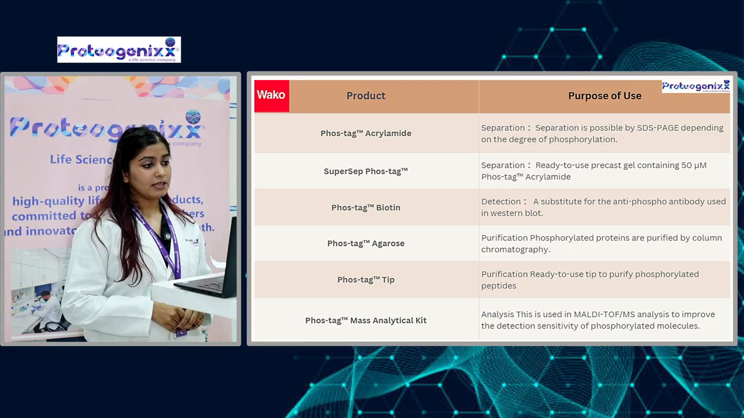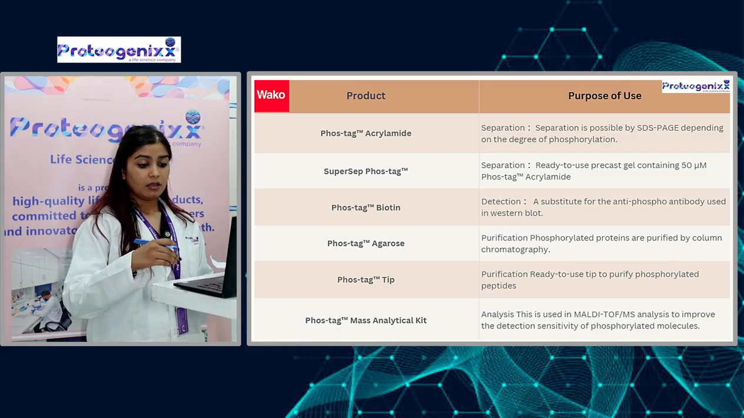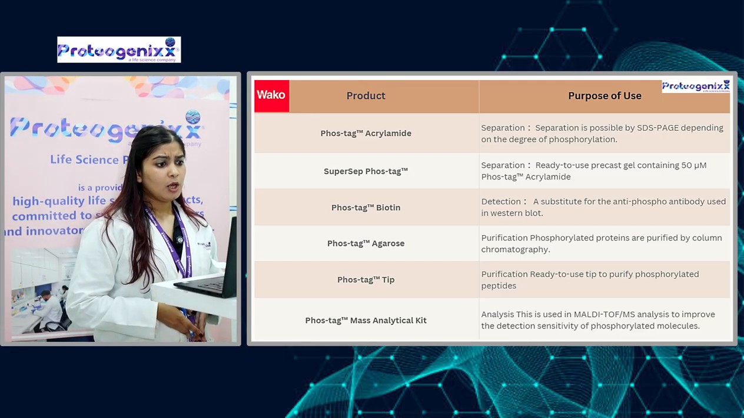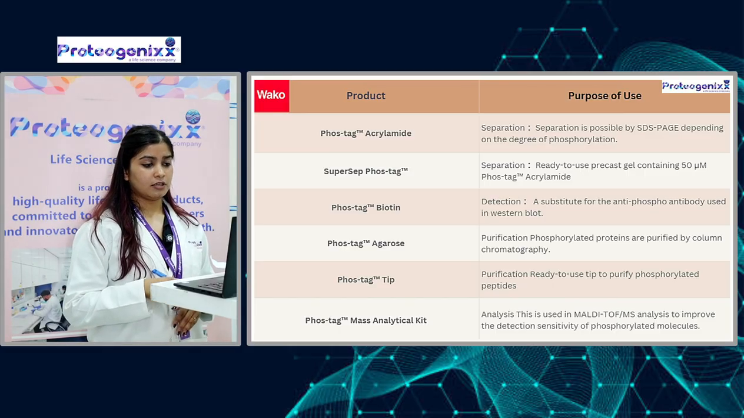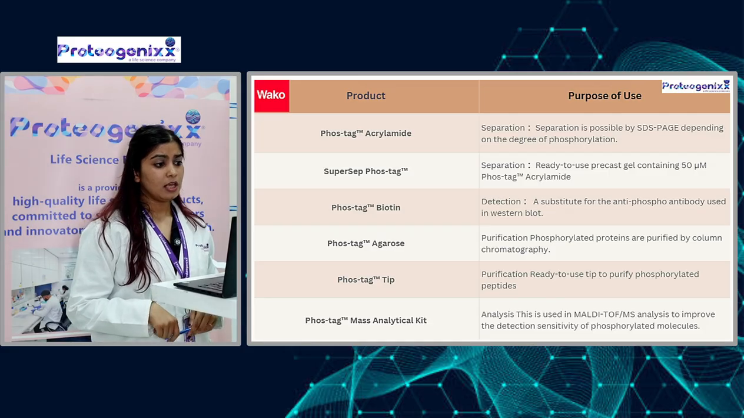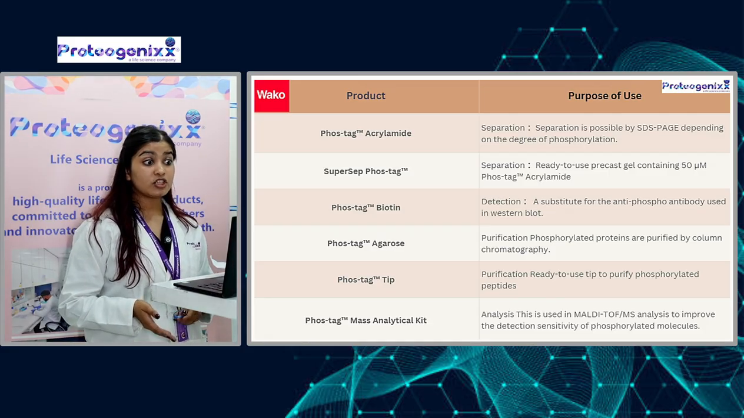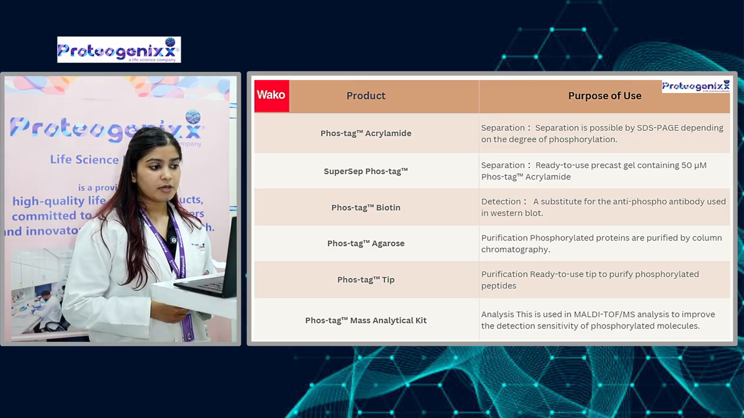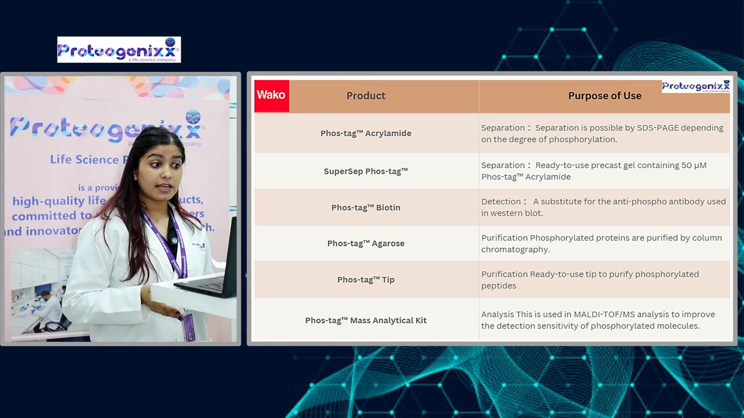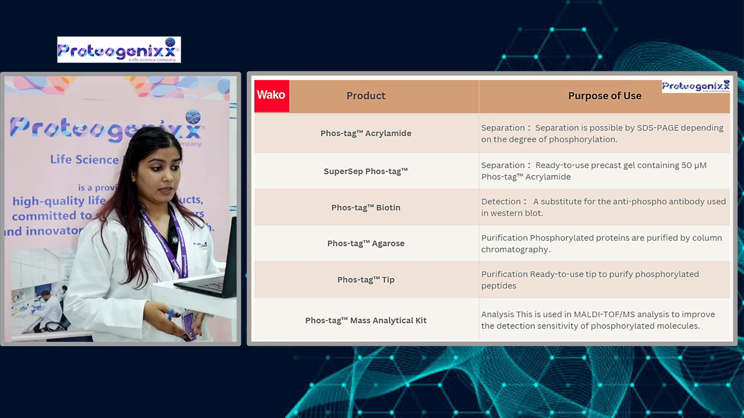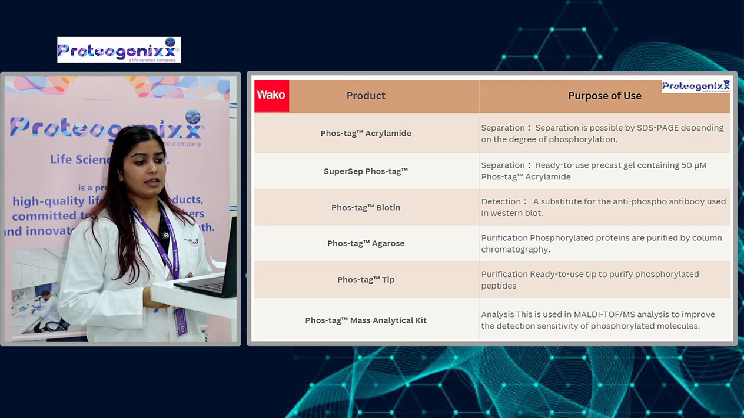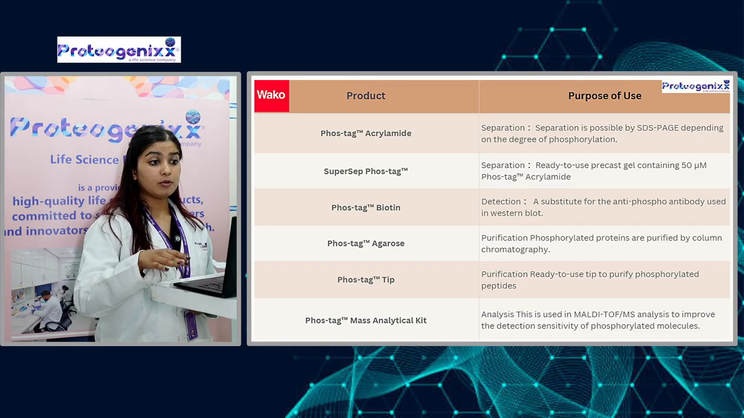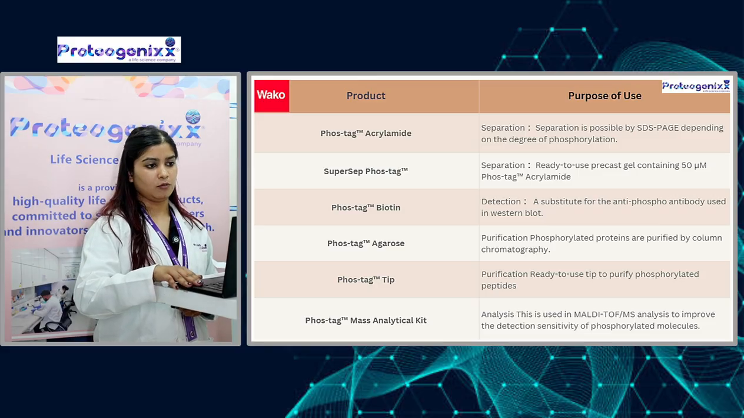So these are some of the products offered by Fujifilm Wako, tailored for different experimental conditions. We have FOSTAG acrylamide gel, which allows you to separate the phosphorylated proteins from non-phosphorylated proteins. We also have FOSTAG biotin, which serves as an alternative to the antibodies you use in Western blotting. For purification purposes, we have FOSTAG agarose and FOSTAG tips to purify phosphorylated peptides. And then we also have the FOSTAG mass analytical kit, which is used in MALDI-TOF or mass spectrometry analysis to improve the detection sensitivity of your phosphorylated molecules.